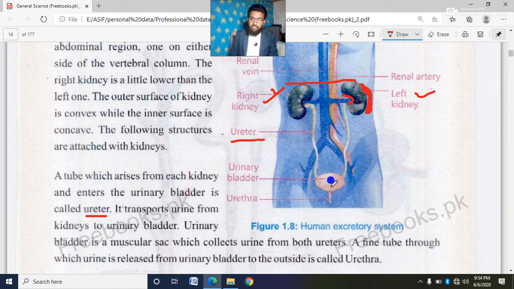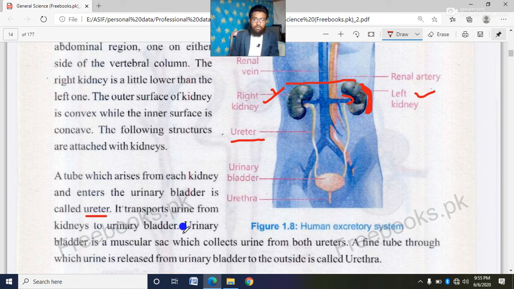It is another structure. Cadets, what is the function of the ureter? Cadets, it transports urine from the kidneys to the urinary bladder. Its function is to transport urine from the kidney.